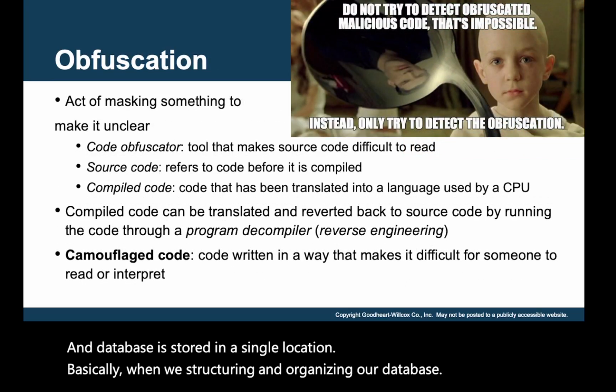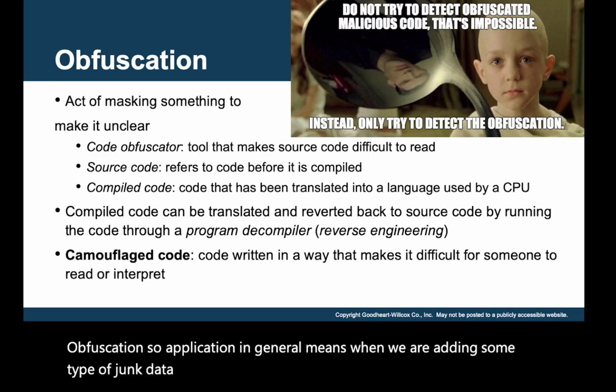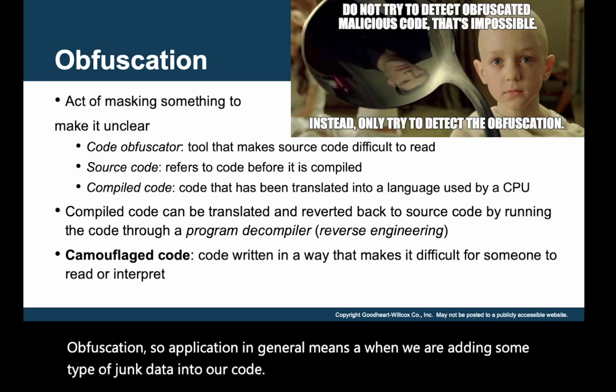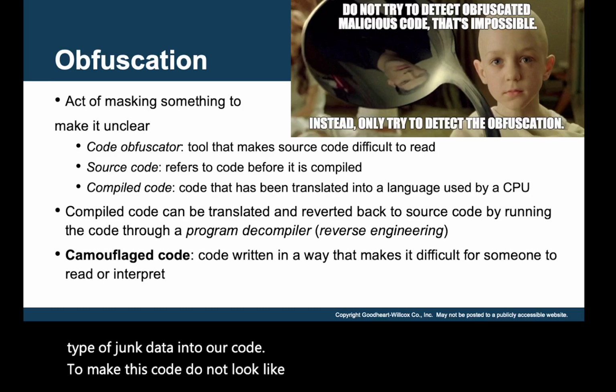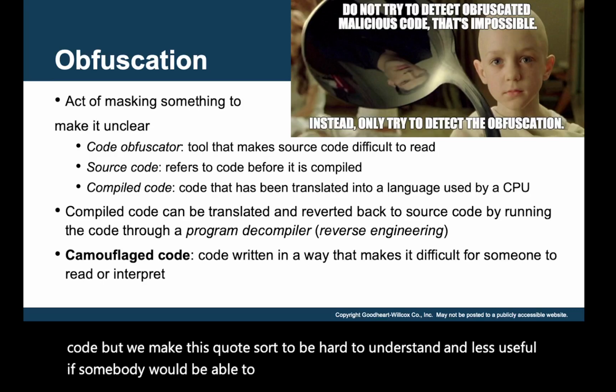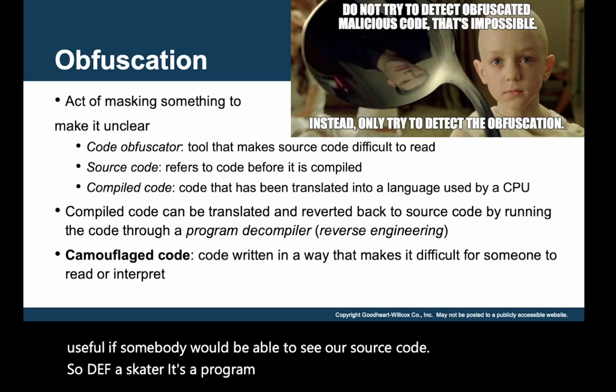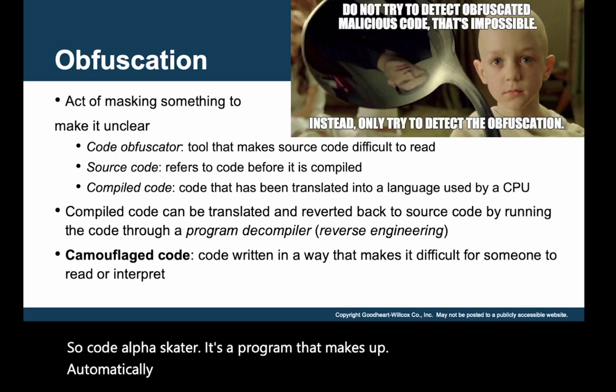Obfuscation. So obfuscation in general means when we are adding some type of junk data into our code to make this code not look like real code. So we're not encrypting this code, but we make it hard to understand and less useful if somebody were able to see our source code. So a code obfuscator is a program that automatically makes this code difficult to read.